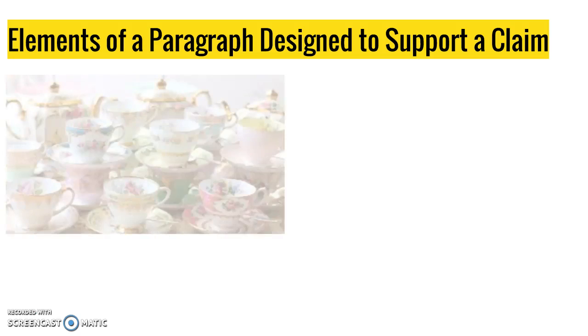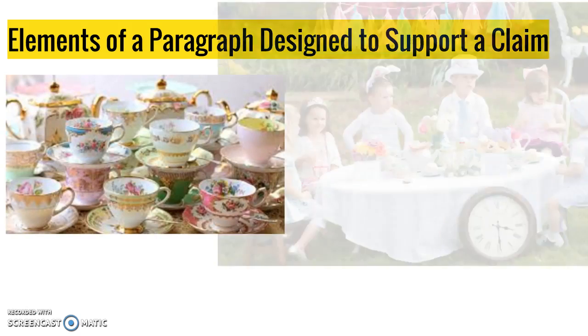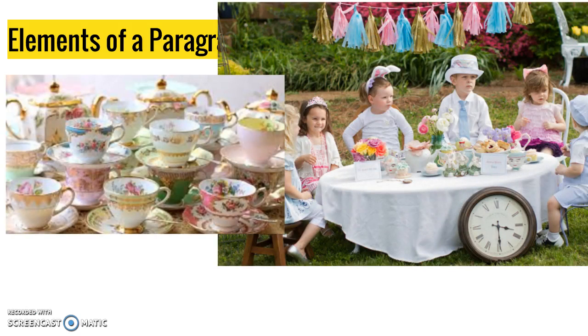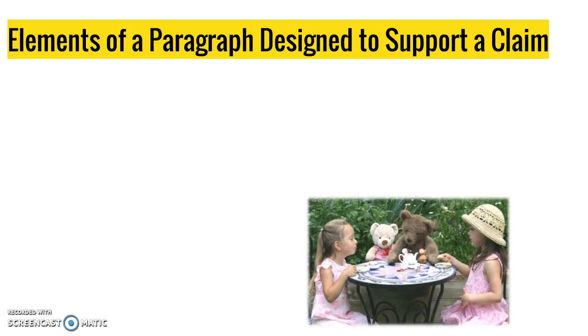The elements of a paragraph designed to support a claim. There are three items that we should have, and there are three elements. I want you to remember this with teacups. These girls are having a tea party. Oh, look at the little bears in the tea party. All right, when you remember T, when you have to write an analysis paper, literary analysis, even argumentative, you want to think about T for each of your body paragraphs.